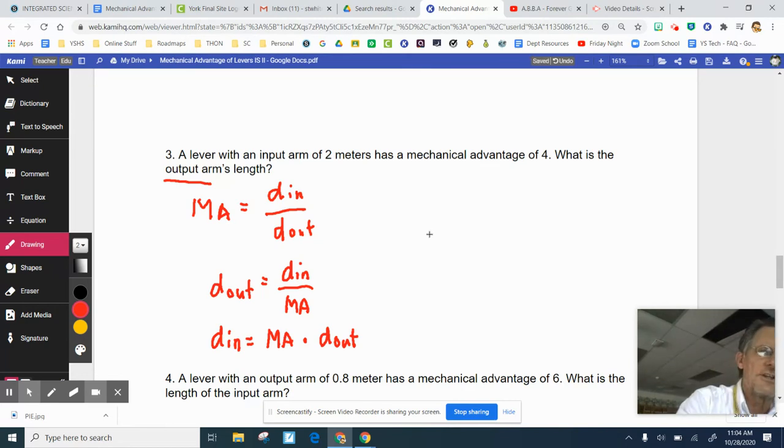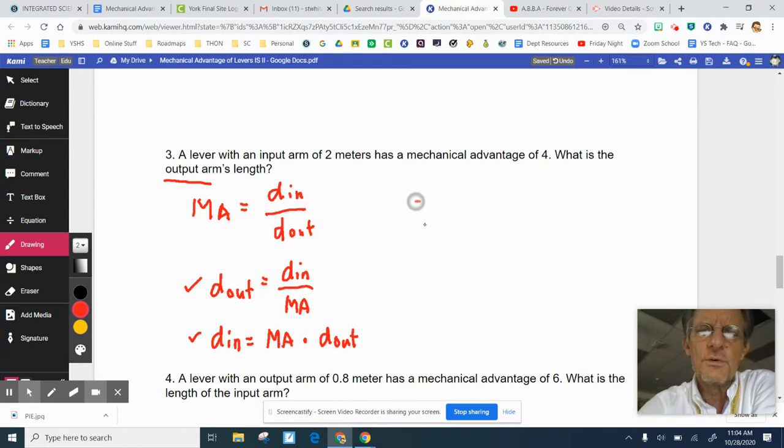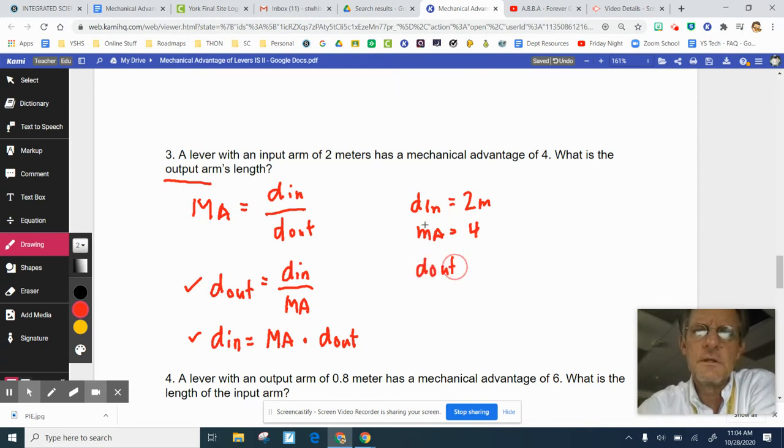So if you need to solve for d out, here's your equation. If you need to solve for d in, here's your equation. So what does this look like? It says a lever with an input arm of 2 meters. So you should always write down what you're given. So d in equals 2 meters. Mechanical advantage is equal to 4. And distance out is what I'm trying to solve for.